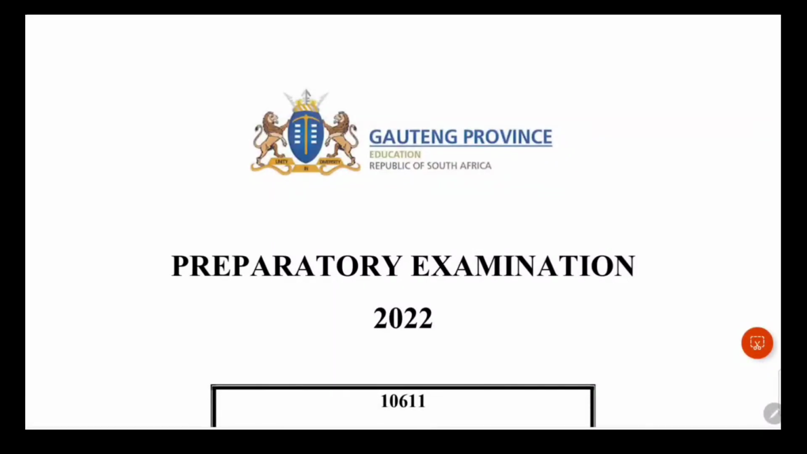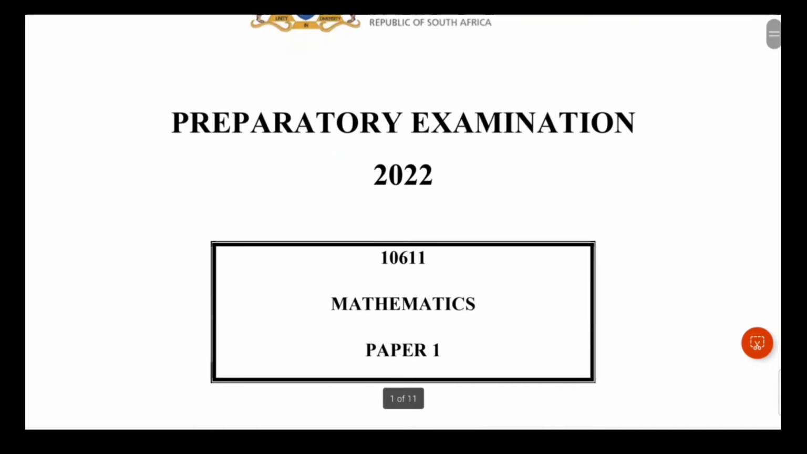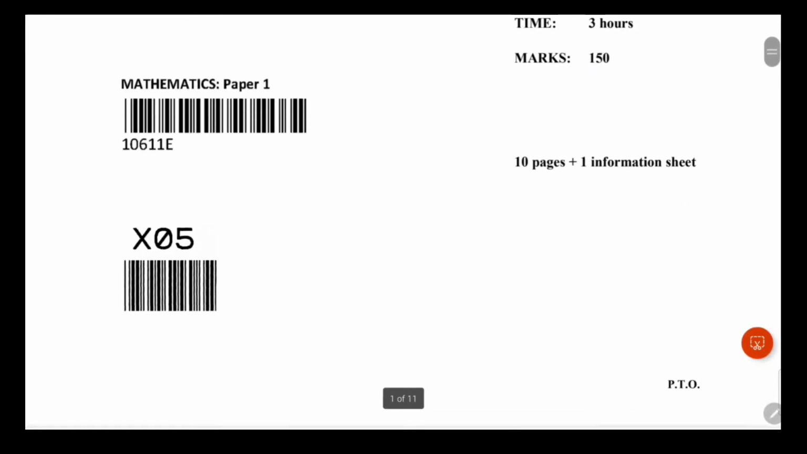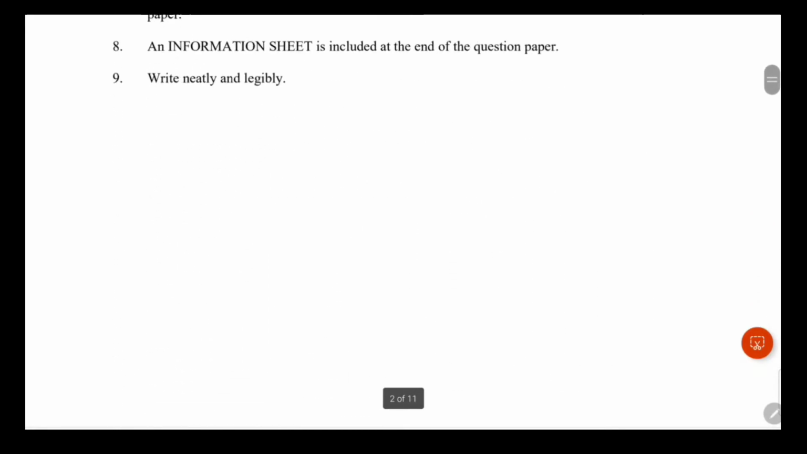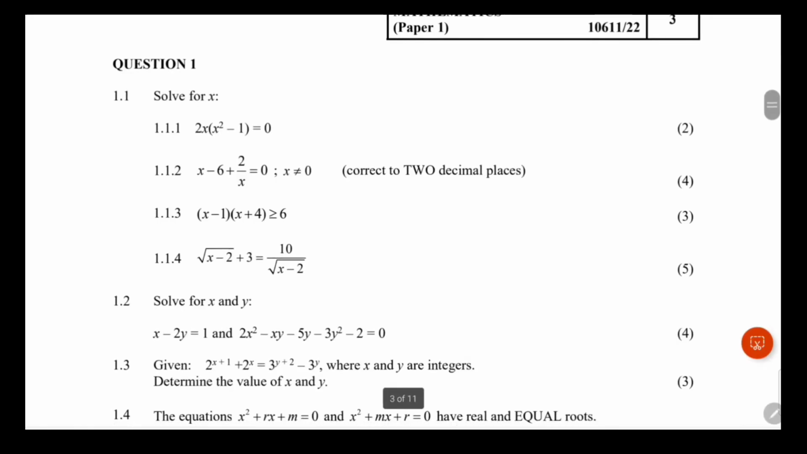In this video, we're going to be working on Gauteng's Mathematics Paper 1, the 2022 Pretrial. This paper is for 3 hours and it is for 150 marks. So let's go on to the first question. Question 1, let's go ahead and work through this.